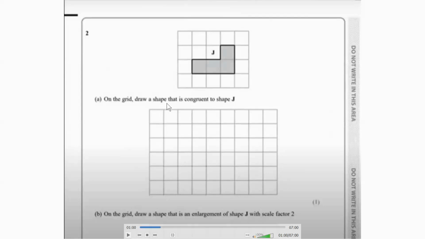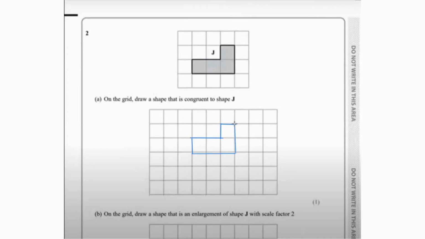Question 2 says on the grid, draw a shape that is congruent to shape J. So since we have to draw a shape that is congruent to shape J, it's going to be this. It's exactly the same as shape J. Congruent shapes are those shapes which look exactly the same. They are identical in size and they're identical in shape. So that means corresponding sides and angles are going to be equal. Hence, this is your shape that is congruent to shape J.